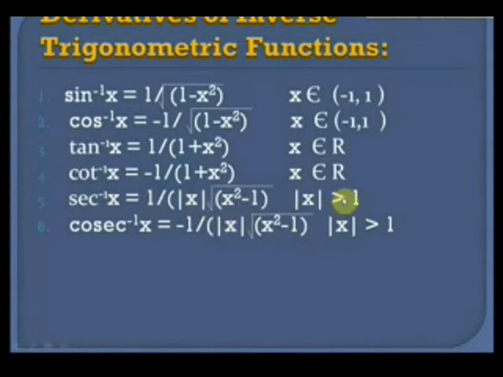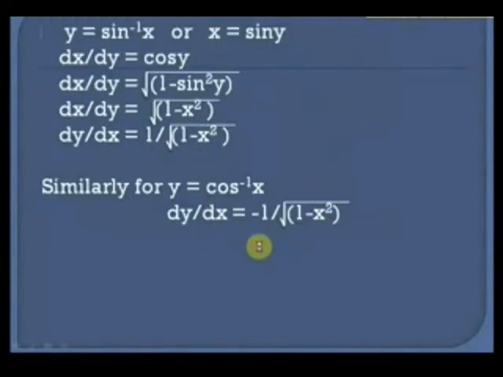Here mod x is greater than 1, and cosec inverse x has a differential coefficient equal to minus 1 by mod x into under root of x square minus 1. Here again mod x is greater than 1. So these are the derivatives of inverse trigonometric functions. Let's try to see how we arrive at these results.